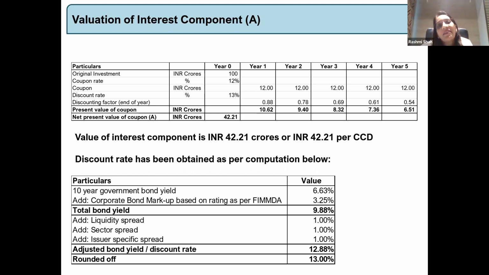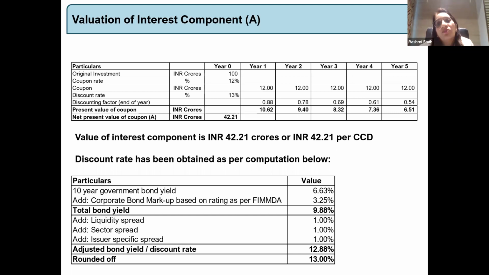Yes, it's a subjective element, just like how we add a company specific risk premium under CAPM as well. There also is an element of subjectivity involved, and that's why I said we can make certain specific adjustments to arrive at the final discount rate, which can then be applied. But that is again the valuer's professional call. If you think that your A plus matches and is up to the mark of the A plus of the overall corporates considered by FIMDA, then you may very well take it.